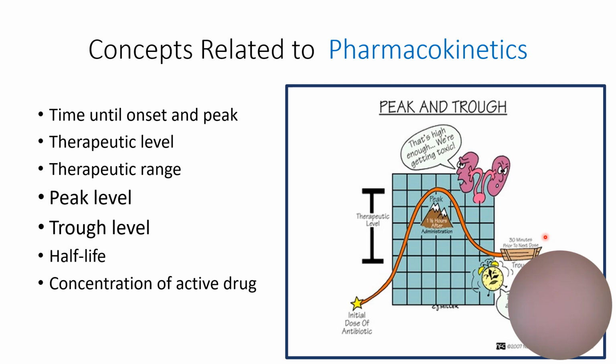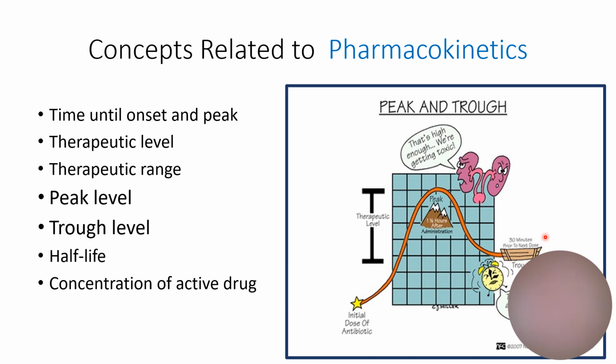The peak level occurs when the drug is at its highest concentration, when the rate of absorption is equal to the rate of elimination. After that, metabolic and excretory processes begin to remove the drug from the tissues and blood. The trough levels occur when the drug is at its lowest concentration right before the next dose is due.